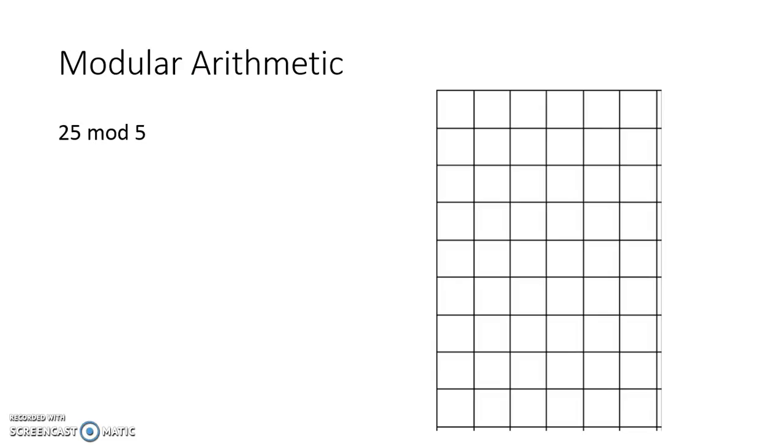Let's try another one. 25 mod 5, which really just means when I take 25 and divide it by 5, what is the remainder? So I take 25, divide it by 5. 5 doesn't go into 2 at all. 5 goes into 25 5 times. 5 times 5 is 25. When I subtract, I get no remainder. So 25 mod 5 is actually equal to 0, because 0 was my remainder.